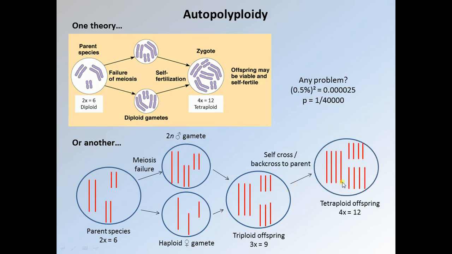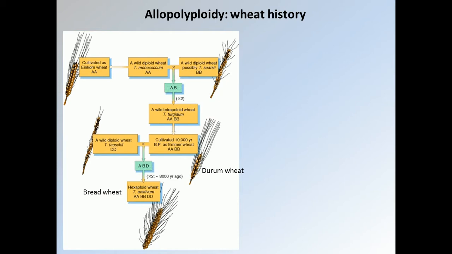Then what can happen if it's self-crossed or back-crossed to the parent is that after some time you get a tetraploid offspring. I will come back to this later and explain why this can happen, but those are the two theories proposed. Now let's look at allopolyploidy. This is a bit more tricky.